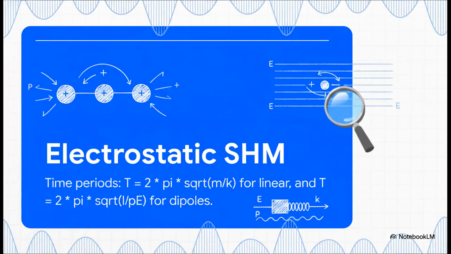A classic archetype of this domain fusion is electrostatics plus simple harmonic motion, or SHM. They love giving you a system in stable equilibrium, say a charge perfectly balanced between two other charges, or maybe a dipole perfectly aligned in a uniform field. Then they ask what happens if it's slightly displaced. You have to instantly recognize that this creates a restoring force, resulting in SHM. You must be ready to quickly calculate the time period, either using the standard linear formula or the angular oscillation formula utilizing moment of inertia and dipole moment.